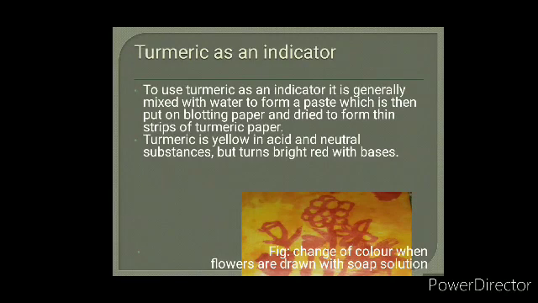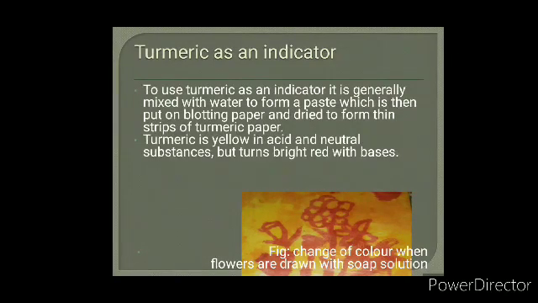First of all, we have to take some turmeric and we have to make a thick paste by adding water. Then we have to put it over blotting paper or any paper you can take. We have to dry it for some time. Then we will cut it into strips of paper. The color of the turmeric is yellow. So definitely the color of the turmeric paper will also be yellow.